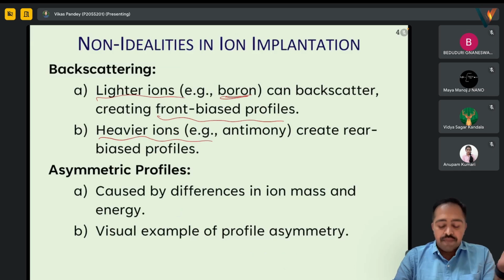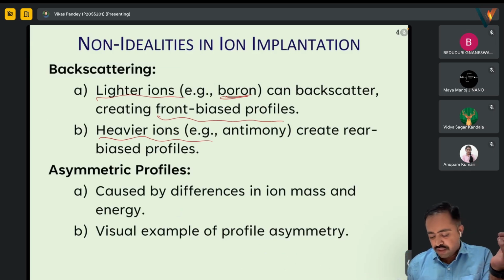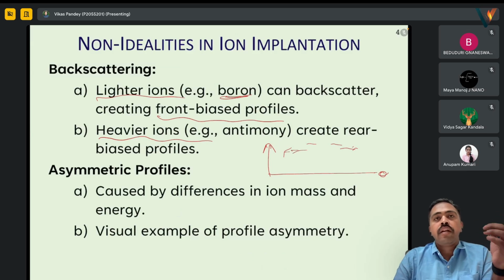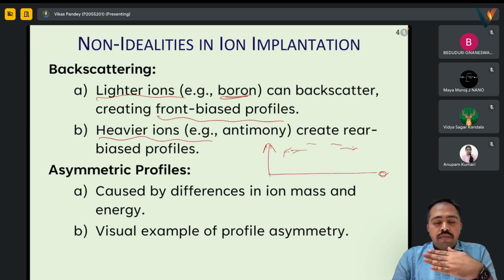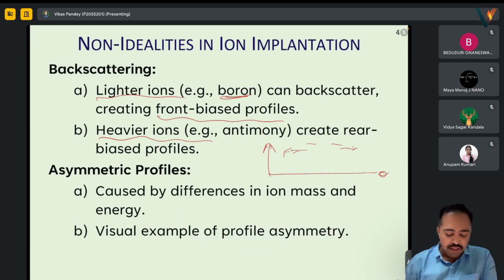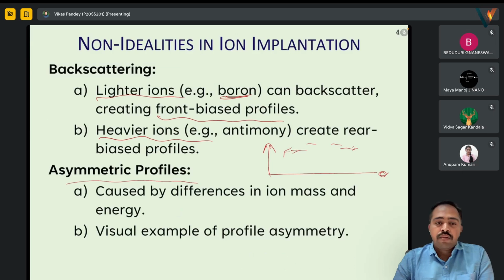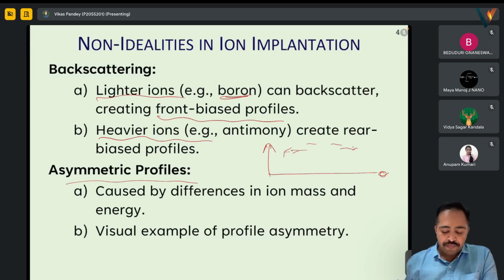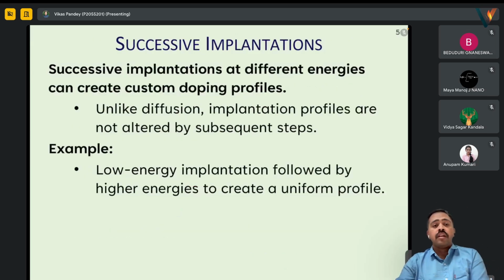If this is the depth, and this is the surface, 0, I am taking. So on the rear side, that is the back side, inside, there will be a lesser number of ions compared to what we were expecting. And the effect of that will be an asymmetric profile, caused by the difference in ion mass and energy.